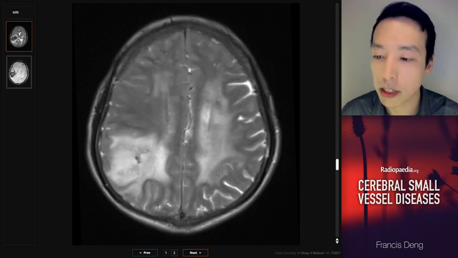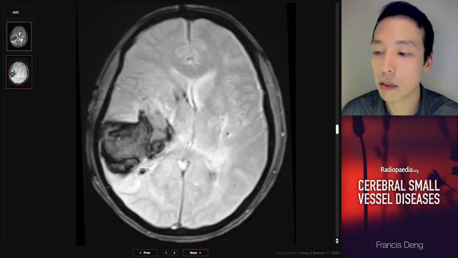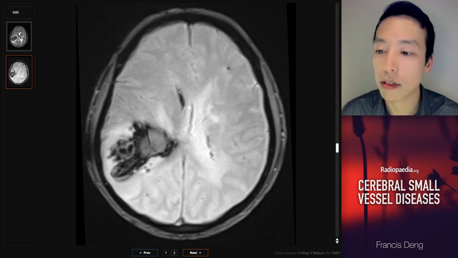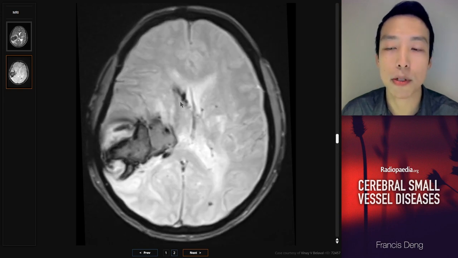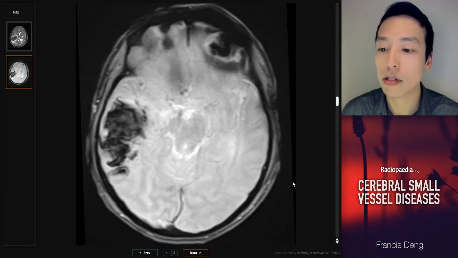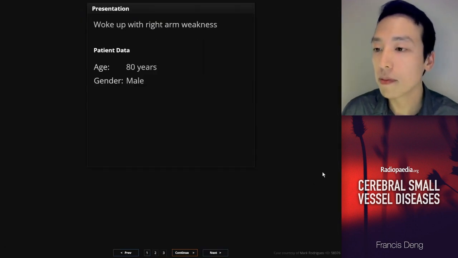That would be Fazekas grade 3 here. And on SWI, we see the hemorrhage, but we also see sequelae of prior hemorrhages. This larger area looks like a prior intracerebral hemorrhage, and then there are these scattered areas of cerebral microbleeds. So this would be at the very severe end of hypertensive small vessel disease.